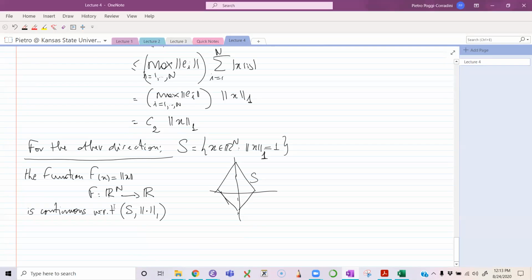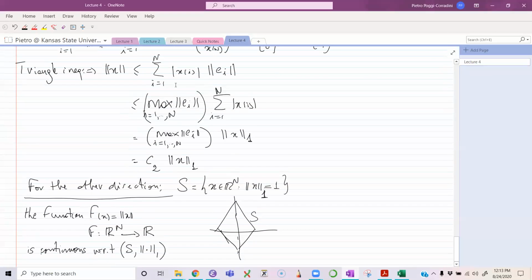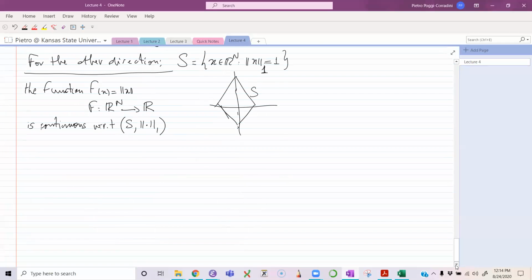Because if you use this estimate up here, it's saying that if we apply that estimate to the difference of two vectors, then it looks like that. If you know a little bit of analysis, this is telling you that f is a Lipschitz function. If you don't know this term, it's not important.